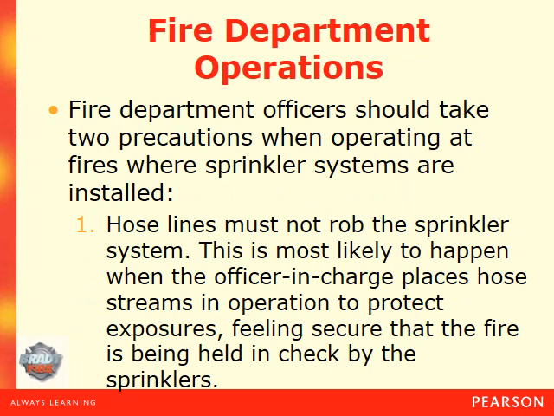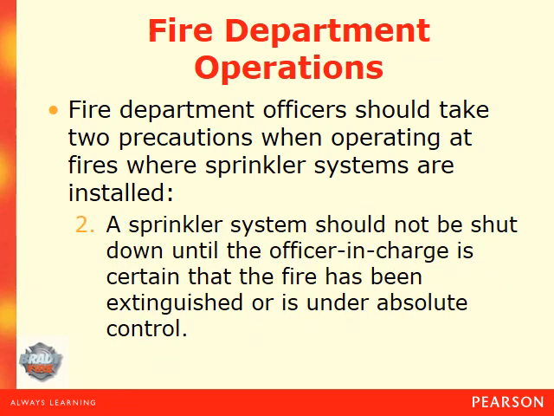Fire department officers should take two precautions when operating at fires where sprinkler systems are installed. First, hose lines must not rob the sprinkler system. This is most likely to happen when the officer in charge places hose streams in operation to protect exposures, feeling secure that the fire is being held in check by the sprinkler system. Second, a sprinkler system should not be shut down until the officer in charge is certain that the fire has been extinguished or is under absolute control.